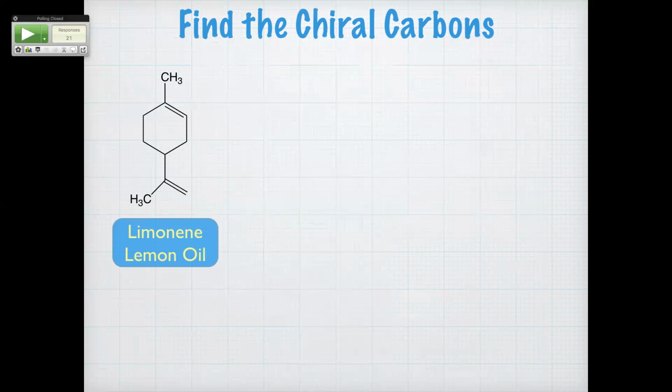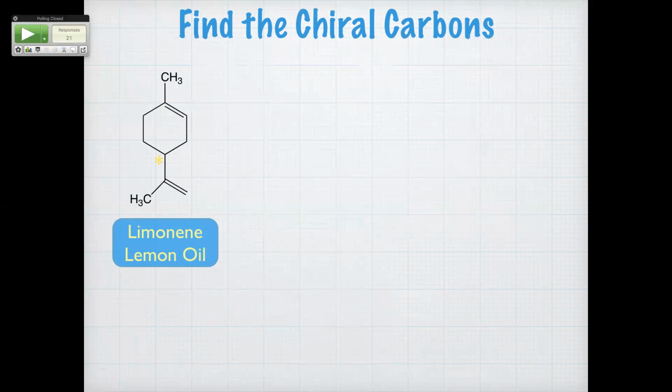Nobody can find a chiral center in limonene? Where are there 4 different groups attached to a carbon? That carbon right there. Okay, what are the 4 groups? You've got this double bond methyl thing. What else do you have? A hydrogen. So if you need to draw in the hydrogens, draw them in so you don't forget where they are.